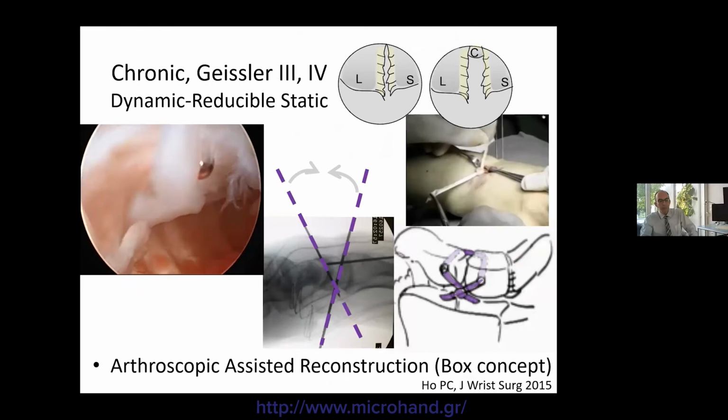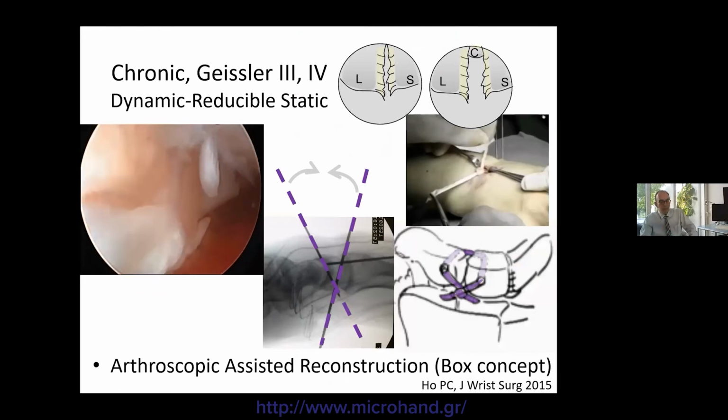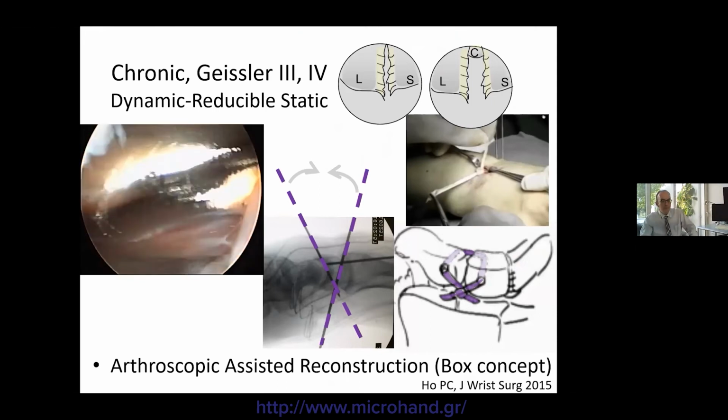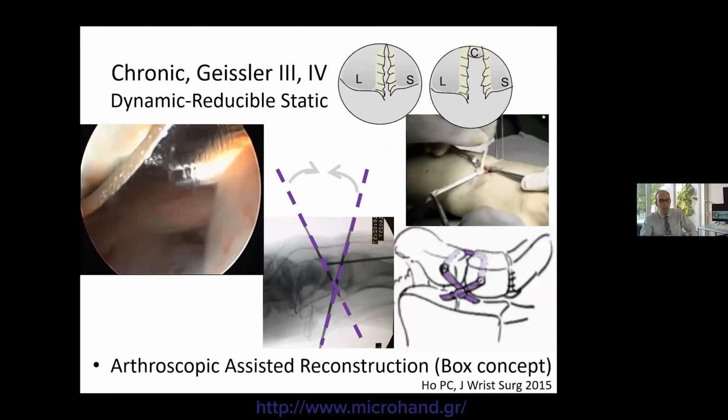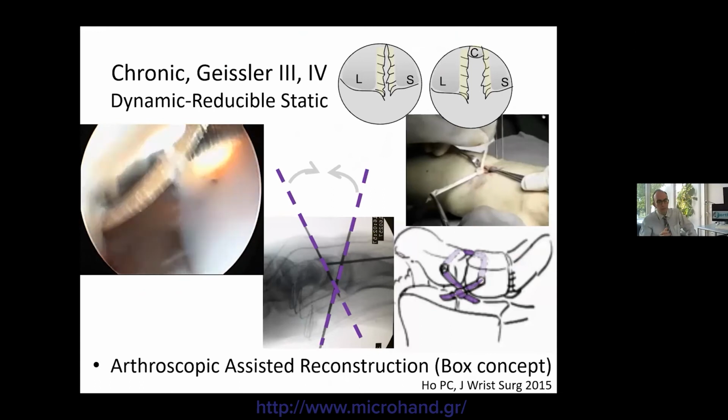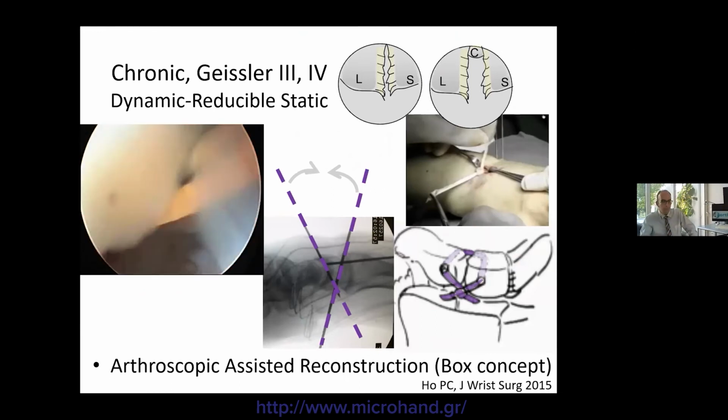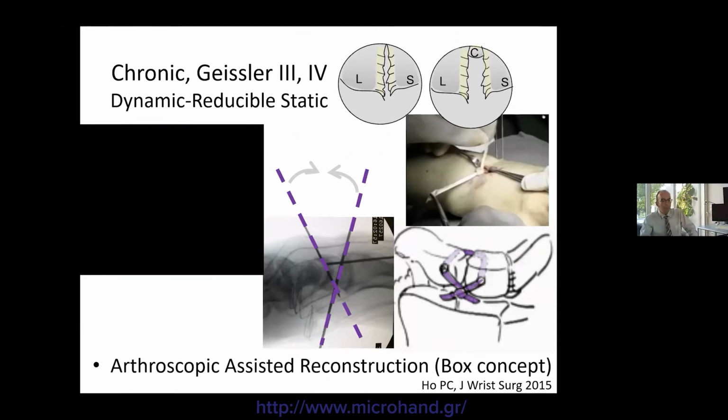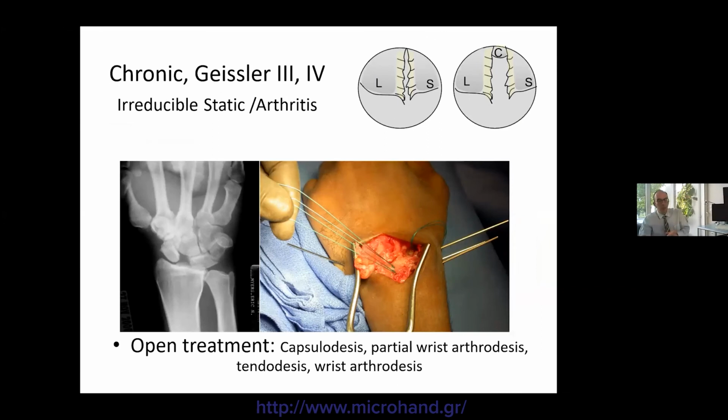What we prefer is this reconstruction with the palmaris longus graft that was described by P.C. Hohen. We'll go through that in some more detail in just a few minutes. But before that, we have to tell you what we do if we cannot reduce the static instability, or if we have arthritis. Most of our procedures are open, and they're usually partial arthrodesis or total wrist arthrodesis in worst cases.